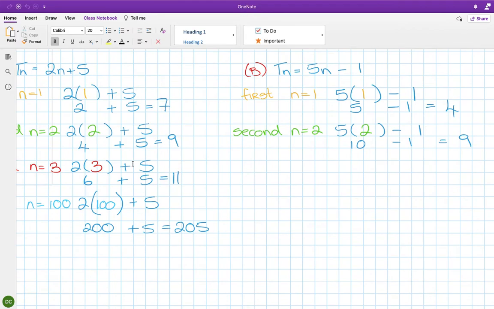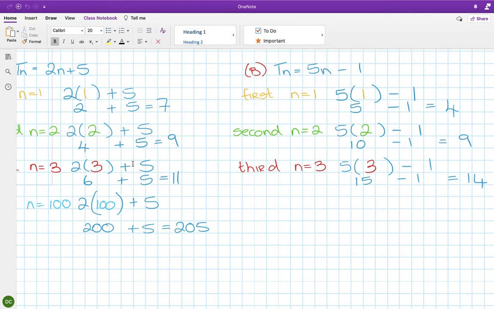The third one is the third term. So we're going to let n equal 3. So we take the formula and we replace the n with a 3. 5 bracket 3, 5 multiplied by 3, so that is 15 minus 1, which is 14. 14, there you go.